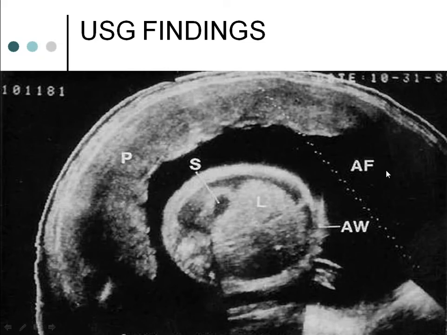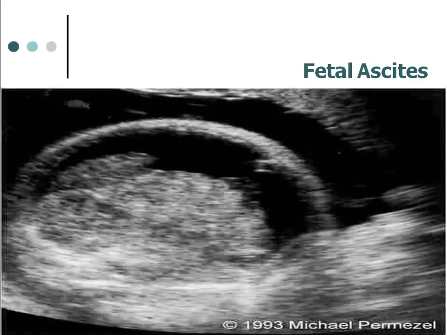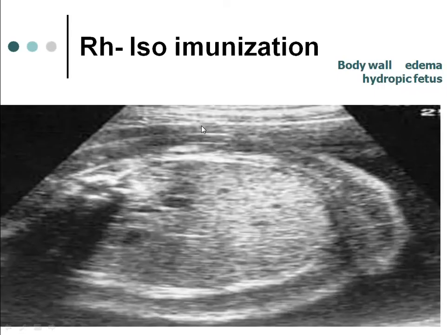That means there is ascites. You can see the liver is increased, spleen is increased, and this is the amniotic fluid. Amniotic fluid gives an indication that there is also polyhydramnios.